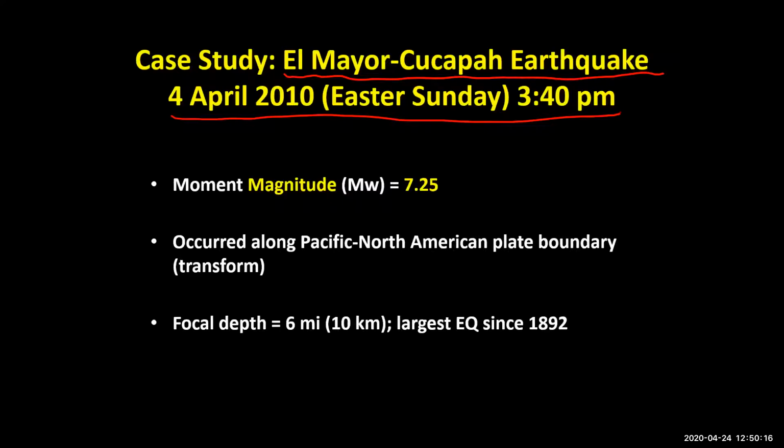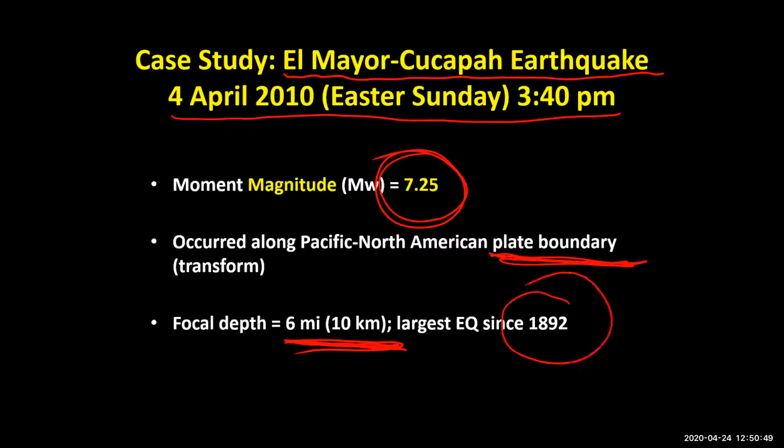The first thing to appreciate is it was a pretty large earthquake. It had a moment magnitude of 7.25, and like most earthquakes, it occurred along a plate boundary, namely the Pacific North American plate boundary here in Southern California. It did occur just south of the border, and it was a relatively shallow earthquake. It only occurred at about 6 miles below Earth's surface. And in that area, anyway, it was the largest earthquake to occur in about the last 100 years or so.